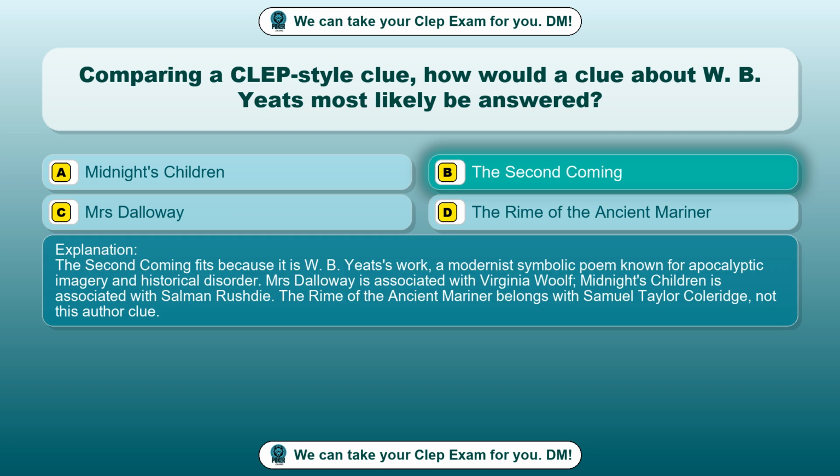The Second Coming fits because it is W.B. Yeats's work, a modernist symbolic poem known for apocalyptic imagery and historical disorder. Mrs. Dalloway is associated with Virginia Woolf, Midnight's Children is associated with Salman Rushdie. The Rime of the Ancient Mariner belongs with Samuel Taylor Coleridge, not this author clue.